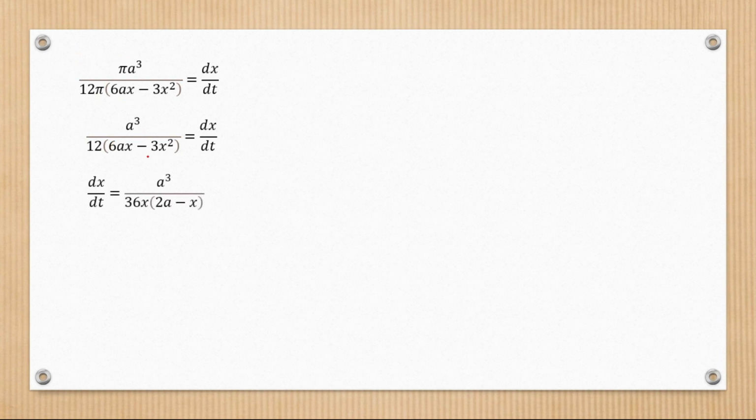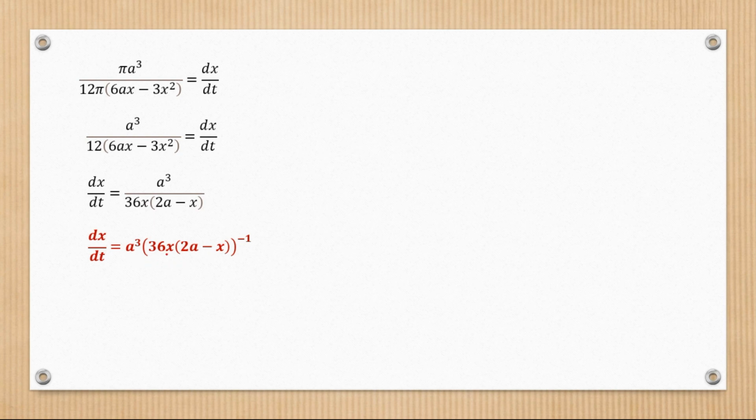Alright, so next step, I can factorize out 3x from here. So now multiply 3x times 12, I'll have 36x, and in the bracket I'll have 2a minus x. Next I can take this value here to the top, which will give me 36x into bracket 2a minus x, all of this to the power negative 1. And this is the proof that they wanted.